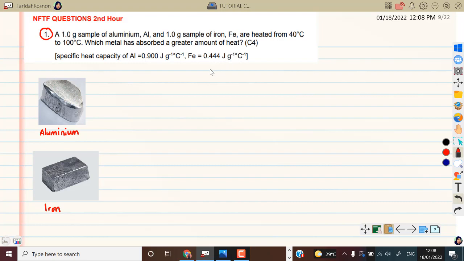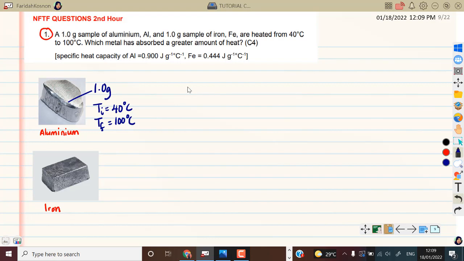Let's start with aluminium. Initially, we have 1.0 gram of aluminium, so the mass is 1.0 gram. The initial temperature was 40 degrees Celsius, and the metal was heated, and the temperature rose to 100 degrees Celsius. When the metal absorbs heat, of course, it will absorb some amount of heat. And you are going to calculate the heat absorbed by aluminium first.